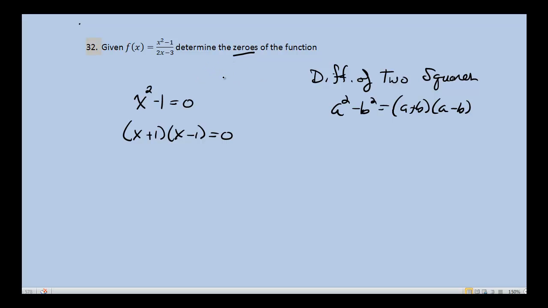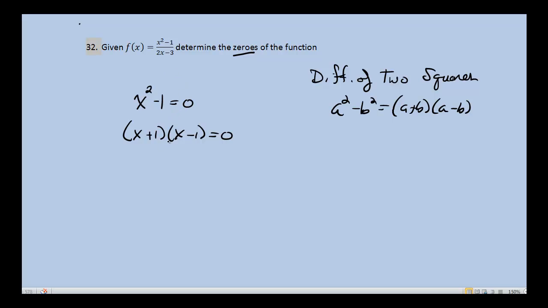And if we want to determine the zeros, we set our numerator equal to 0. If we want to find vertical asymptotes, we set our denominator equal to 0. If we want to find horizontal asymptotes, we're going to look at the degree of the numerator in regards to the degree of the denominator, and then there's three different outcomes from that.